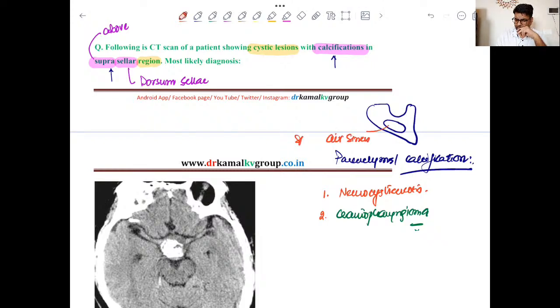So sphenoid air sinus, okay, this one, and we know that it opens into the supreme meatus in the lateral wall of nose, okay? So supreme meatus of lateral wall of nose. Fine. Now coming back to the topic as such, now this is the sella turcica.